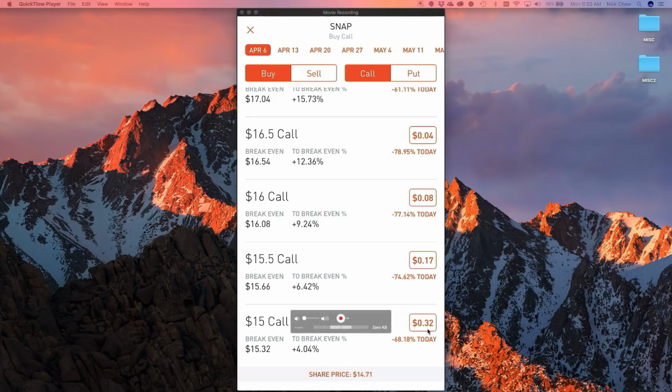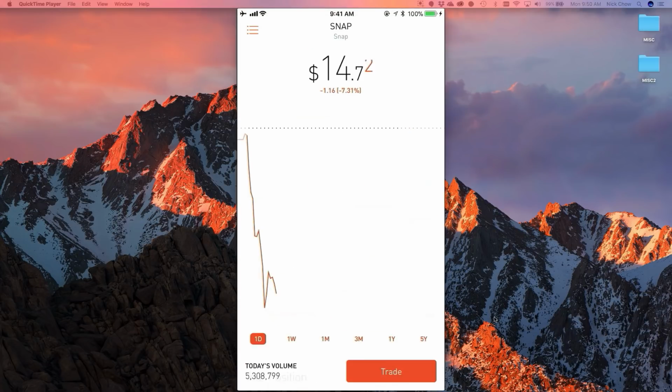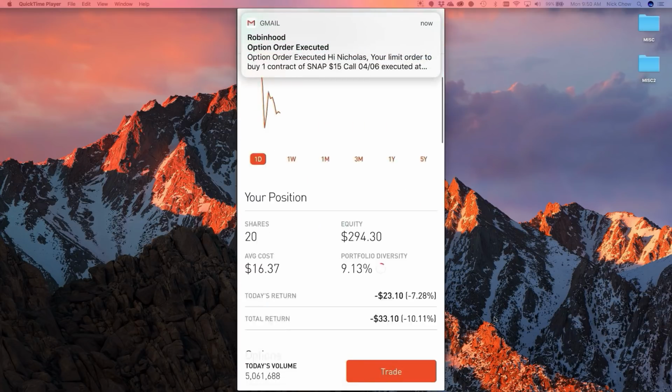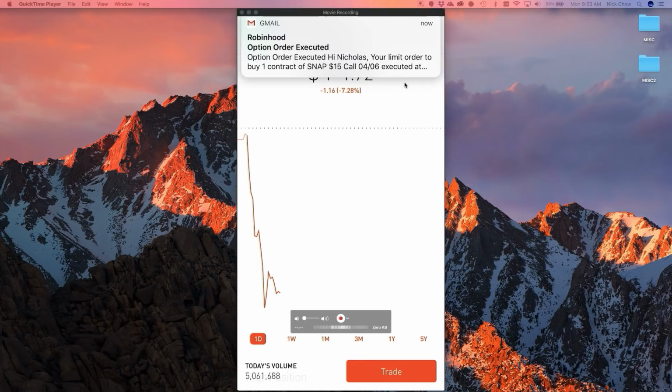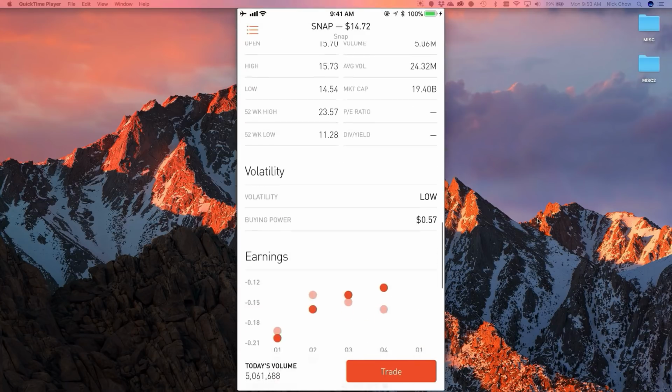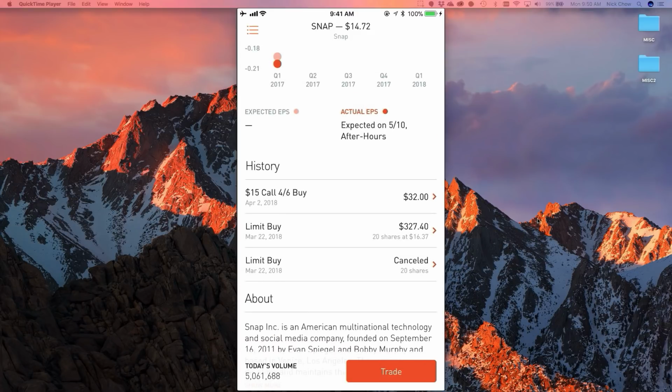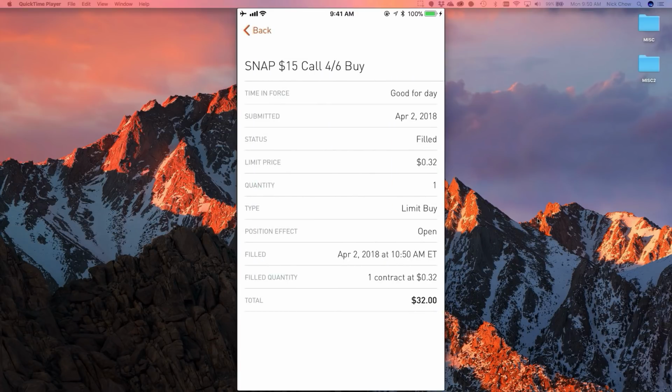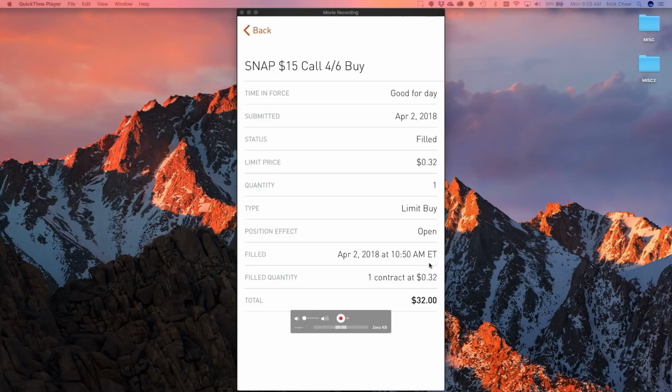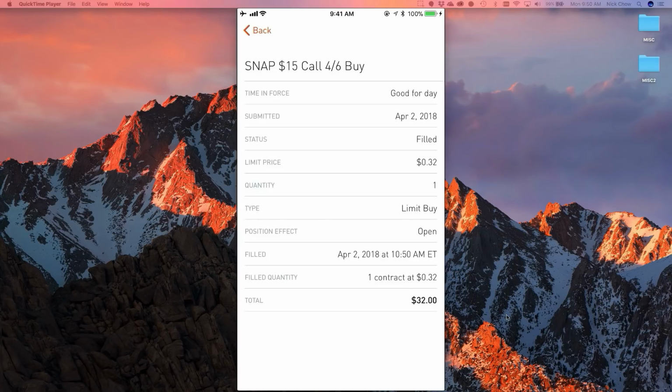So let's see if we got a fill here, because it's 32. Yep, there we go. Robinhood executed the order. And then you can see that you have your option here in the history. I just got filled for one at 32 cents equals $32. So if you're not sure what options are, one contract equals 100 shares. So you're buying one contract that equals 100 shares.